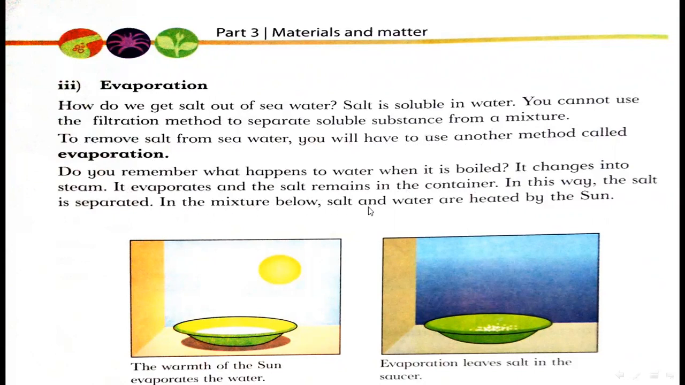In the mixture below, salt and water are heated by the sun. Here you see, you can do this at home. You make a salt and water solution, then put this solution in a plate or saucer and leave it near the sun. The warmth of the sun evaporates the water, and evaporation leaves salt in the saucer. Okay, dear students, all of you do this practical and then share your experience.